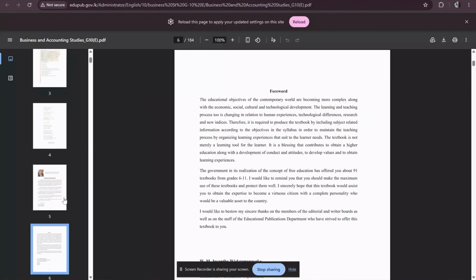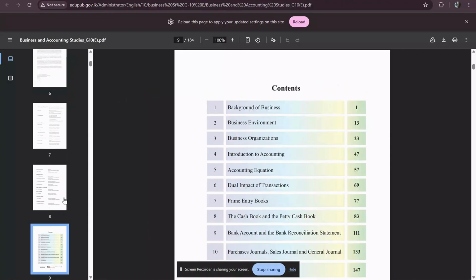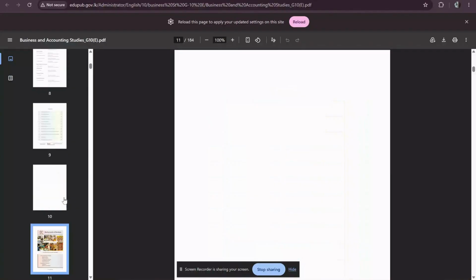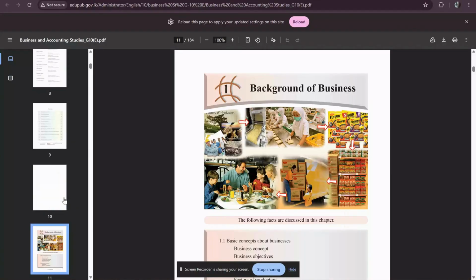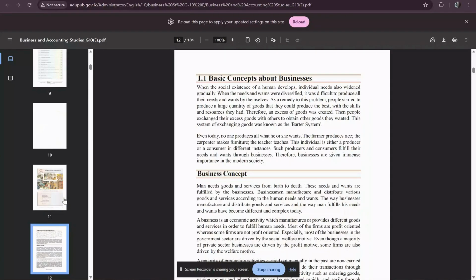We're going to skip all these introductions that are not necessary for us. So content 1 is background of business. Background of business, the basic concept about businesses.